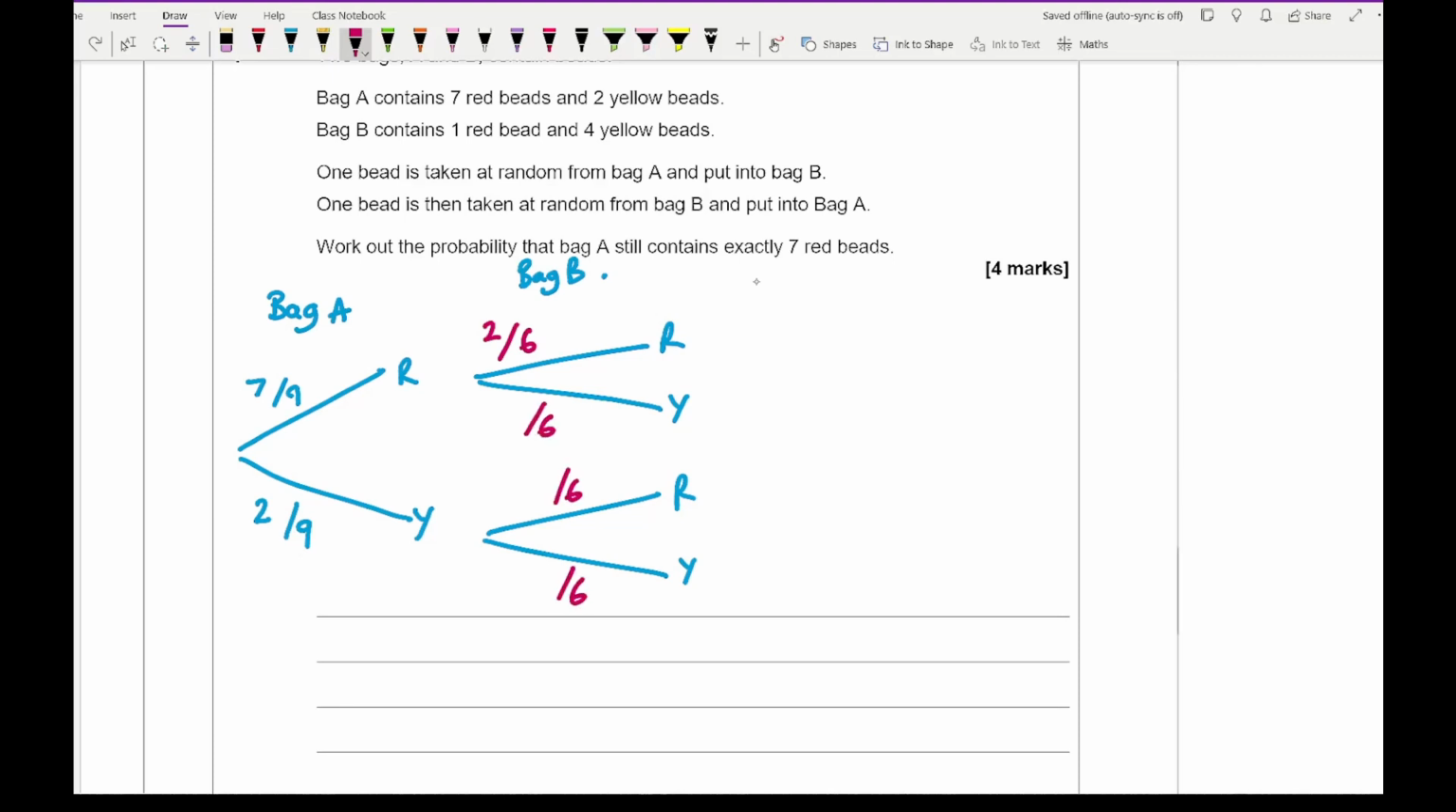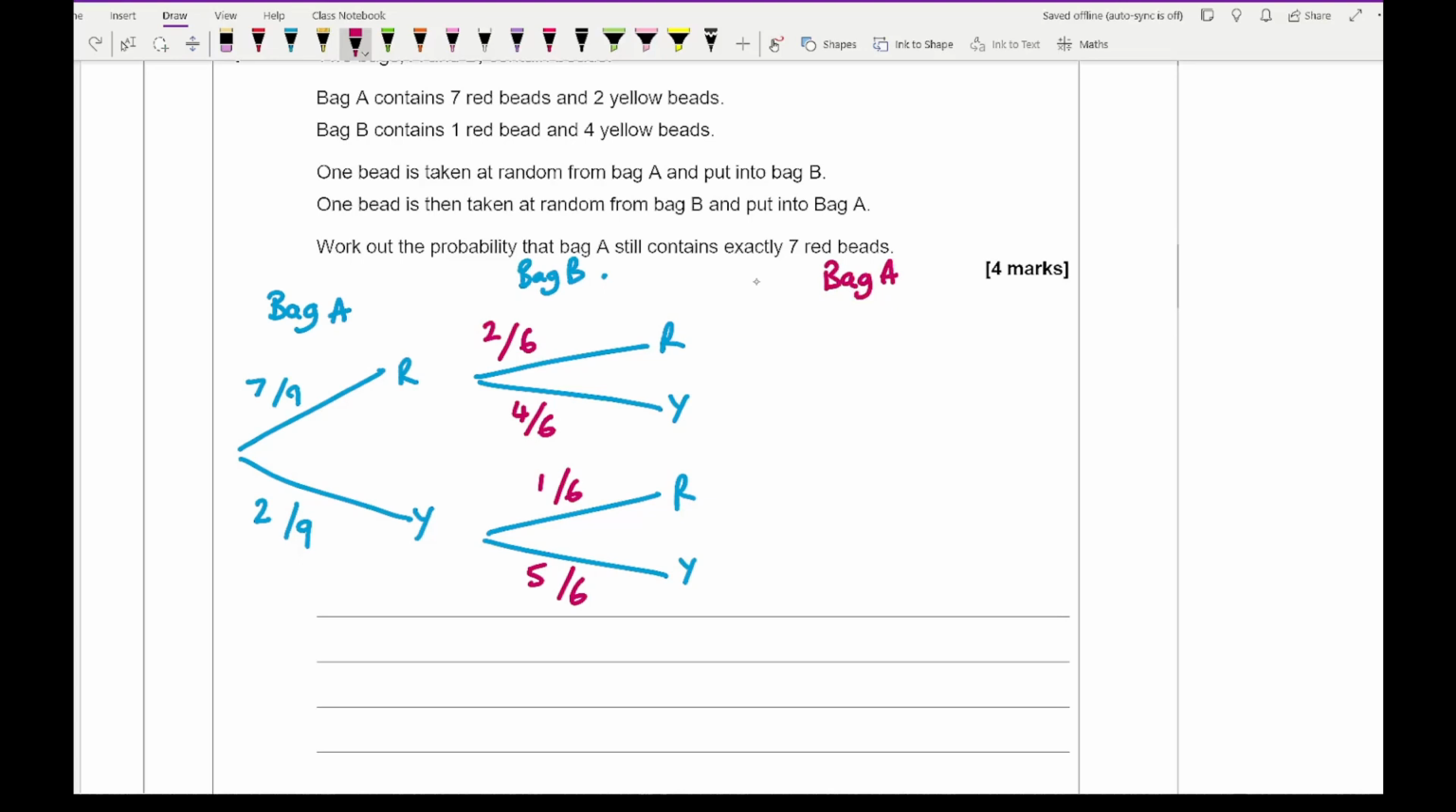So from this, if there's 2 out of 6 that are red, then 4 out of 6 are going to be yellow. Then if I've selected a yellow bead from bag A and put it into bag B, then I'm also going to have 6 beads. And if I've already put a yellow one, then I'm going to have 1 red one, and I'm going to have 5 yellow. Now from this, what we're then going to do is put this back into bag A.